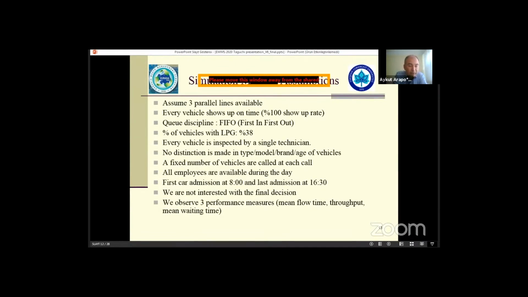A fixed number of vehicles are called at each call. So every 5 minutes, for example, 4 vehicles are called. All employees are available during the day, no breaks. First car admission is at 8 o'clock in the morning, and last admission is 4:30 p.m. We are not interested in the final decisions, whether the vehicle passes or fails. We are just interested in how they wait and how the process is done.